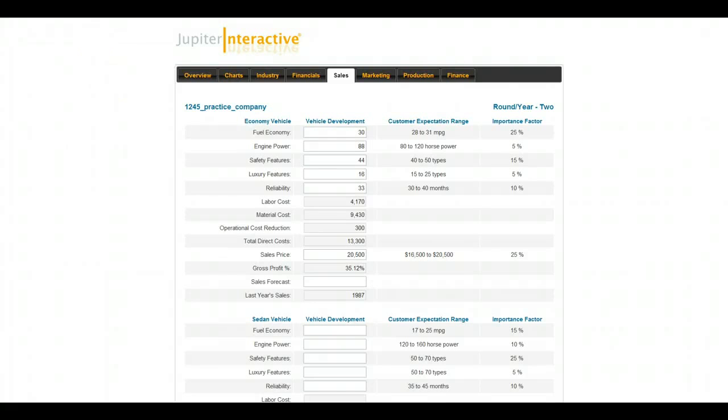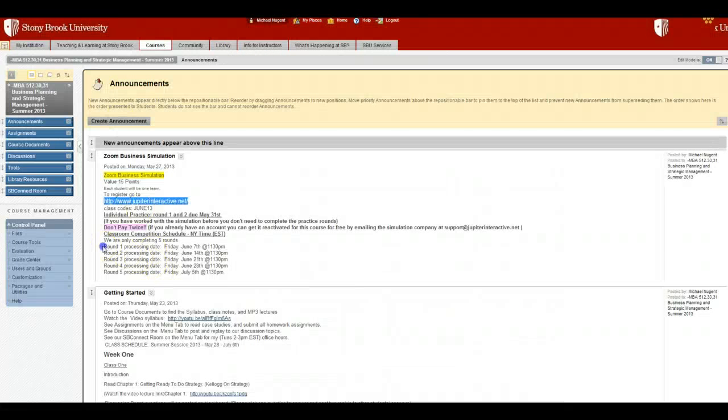But for the team competition, we're going to move forward on these dates. So the first round is due Friday, June 7th. That will be the first official team competition round. We're only doing 5 rounds in this class because it's a short summer class. And then I will set up the simulation to be processed on June 7th at 11:30, and then you can wake up the next morning and see the results and start on next week's team competition process.